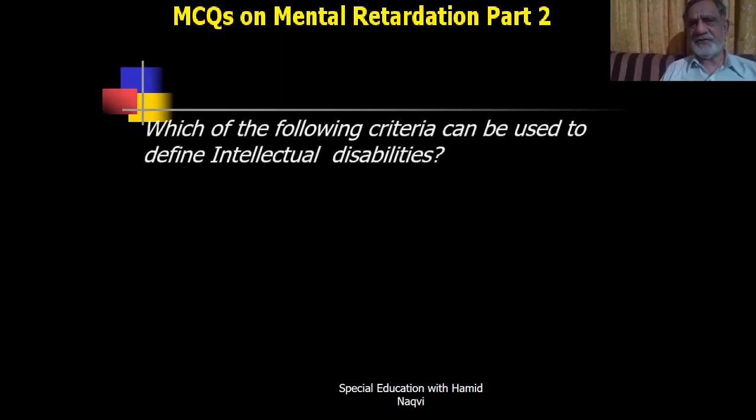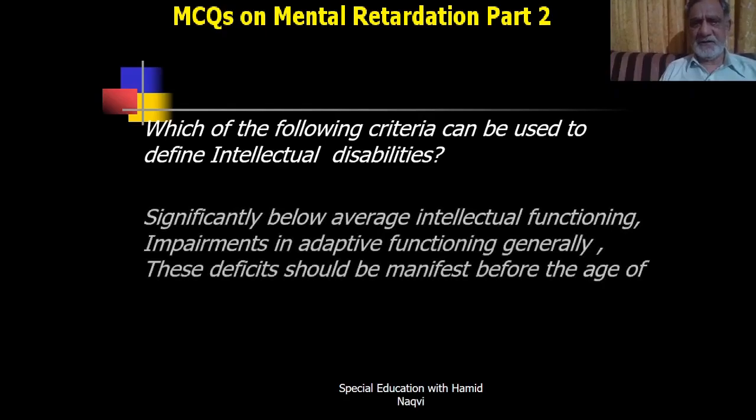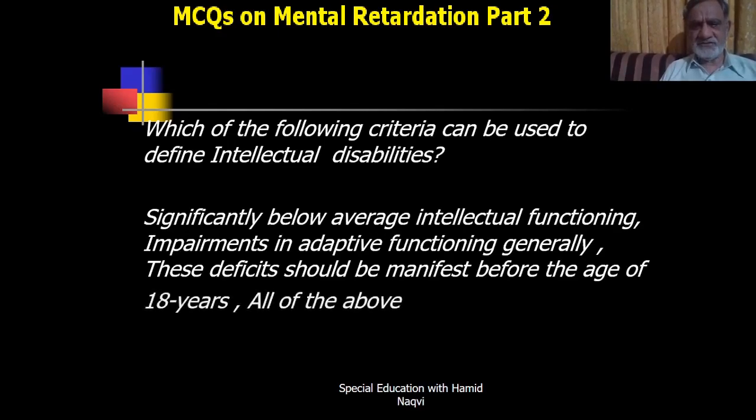Which of the following criteria can be used to define intellectual disabilities? Significantly below average intellectual functioning, impairments in adaptive functioning generally. These deficits should be manifest before the age of 18 years, all of the above. Correct answer is all of the above.